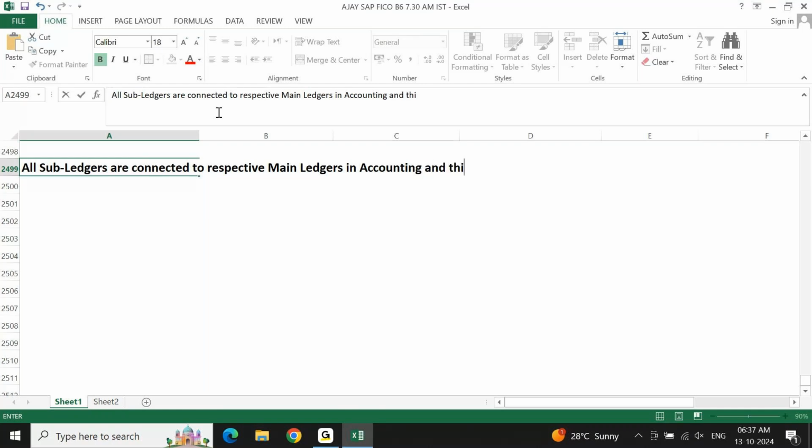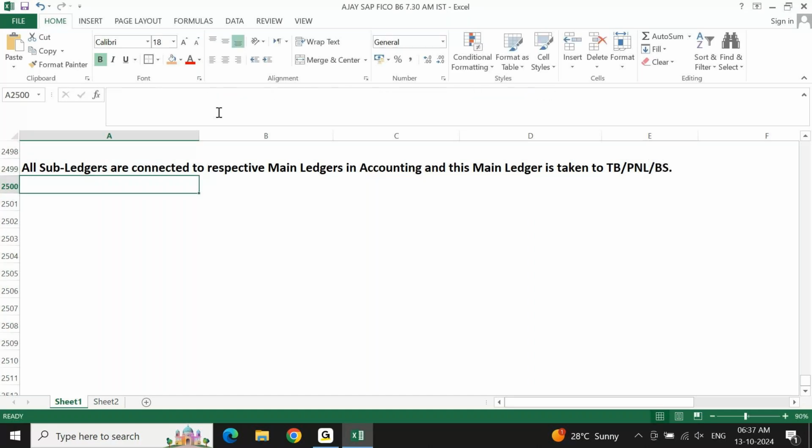And this main ledger is taken to TB, P&L and balance sheet. This will be taken into TB, P&L, balance sheet. For example, if I talk about customer names, if I talk about vendor names, if I talk about asset names, this is what you will have.